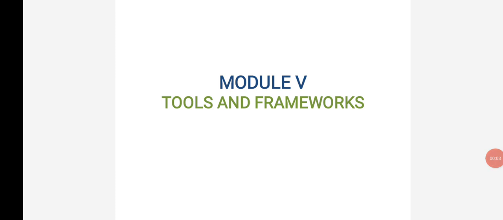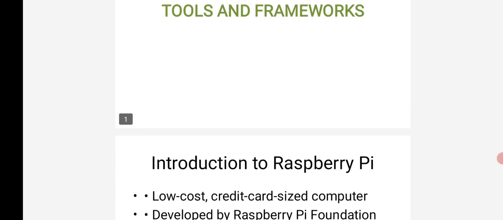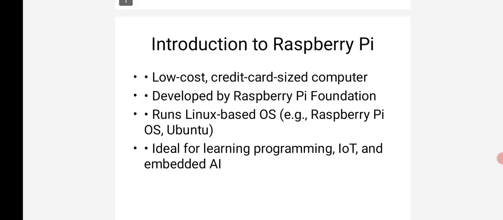Today we are going to see about tools and frameworks which are used in artificial intelligence and machine learning. From that, first we are going to see about Raspberry Pi. It is a low-cost credit card-sized computer that is developed by Raspberry Pi Foundation. It runs on a Linux-based OS.